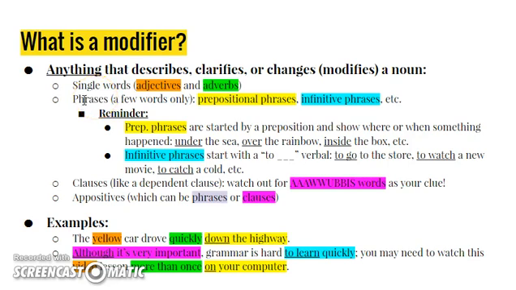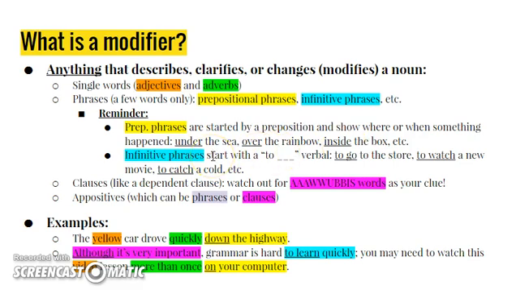Modifiers can be small phrases, just a subject or just a predicate, like prepositional phrases or infinitive phrases. If you need a reminder, prepositional phrases are chunks of words that are started by a preposition and show where or when something happened, like under the sea, over the rainbow, or inside the box. I have a whole separate video just about prepositions and prepositional phrases if you need to understand that further.